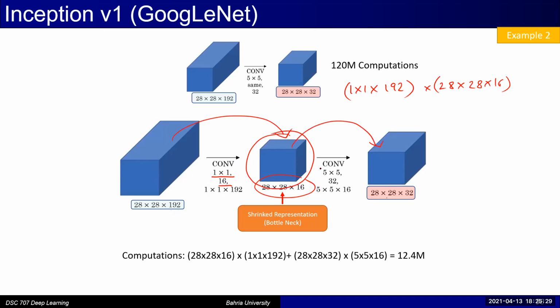Now for step two, what is the size of the filter? The size of the filter is 5 cross 5 cross 16. This is the number of multiplications you need for one value. How many values are you computing in total? This is 28 cross 28 cross 32. You add them together, and you get something like 12.4 million. So from 120 million, now you are around 12 million, which is 10 times less than the previous case. So this is what the bottleneck layer does: it can greatly reduce your number of computations.